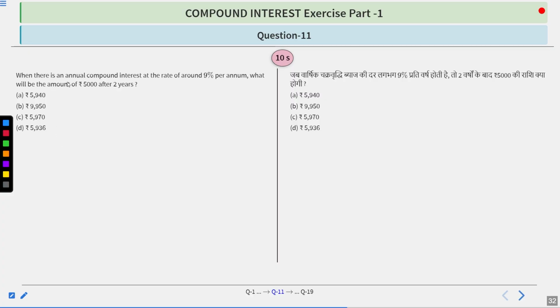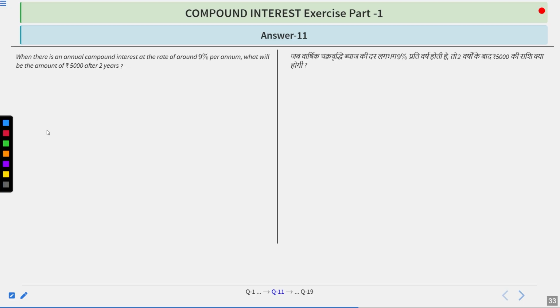Next, when there is an annual compound interest at the rate of 9% per annum, what will be the amount of rupees 5,000 after 2 years? And the options are option A, rupees 5,940, option B, rupees 9,950, option C, rupees 5,970, and option D is rupees 5,936. These are the options. So we have to find what will be the amount of rupees 5,000 after 2 years if the rate of interest is 9% per annum. The answer to this question is option A, rupees 5,940.